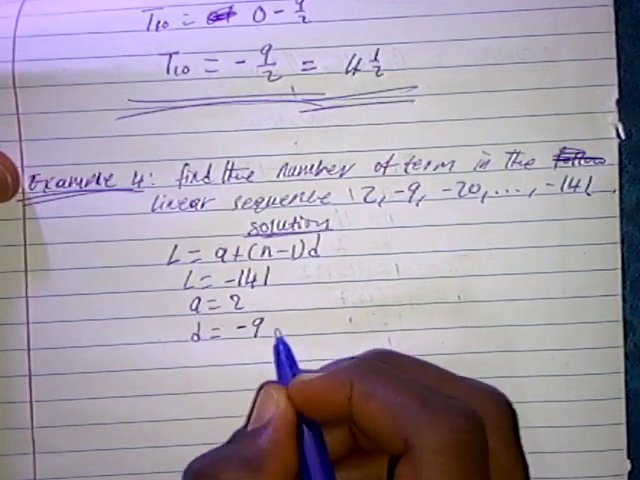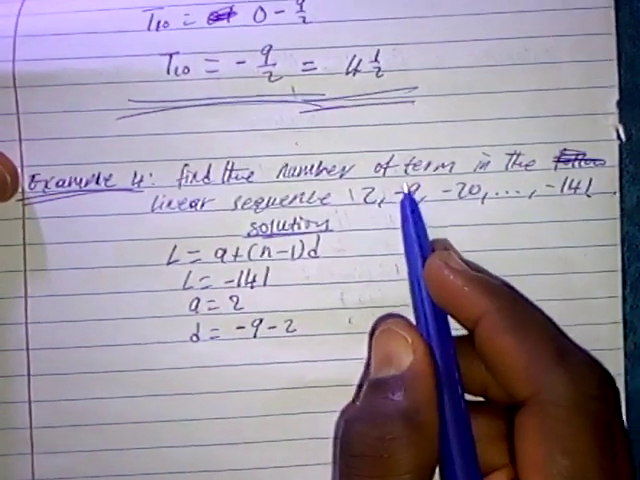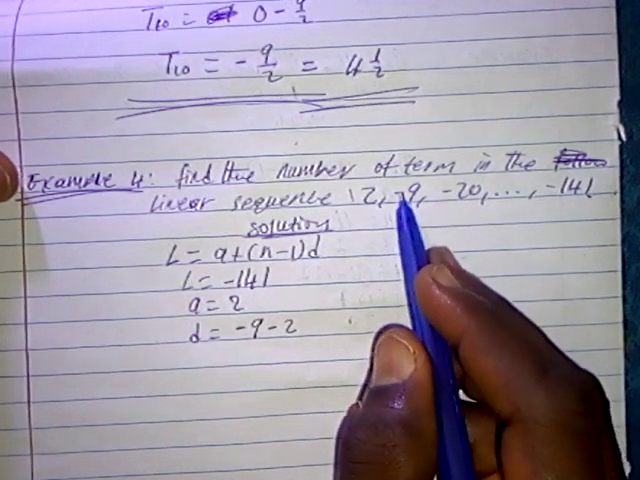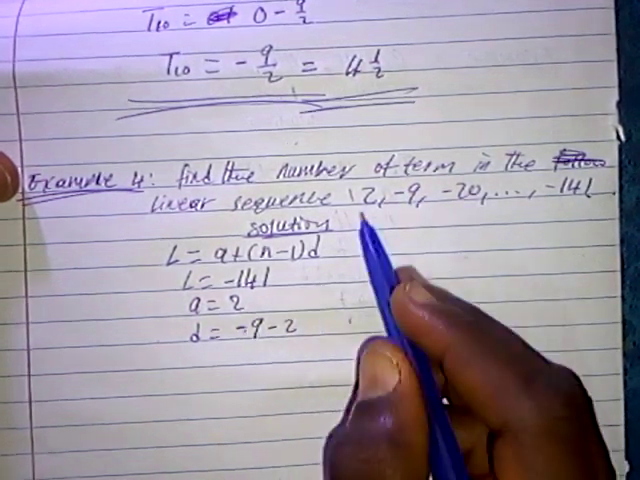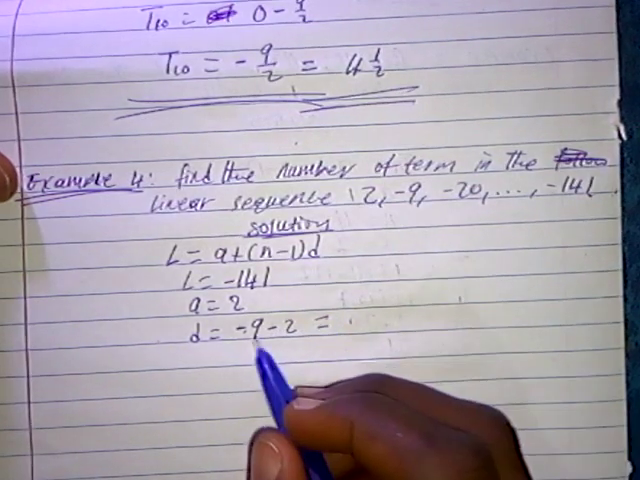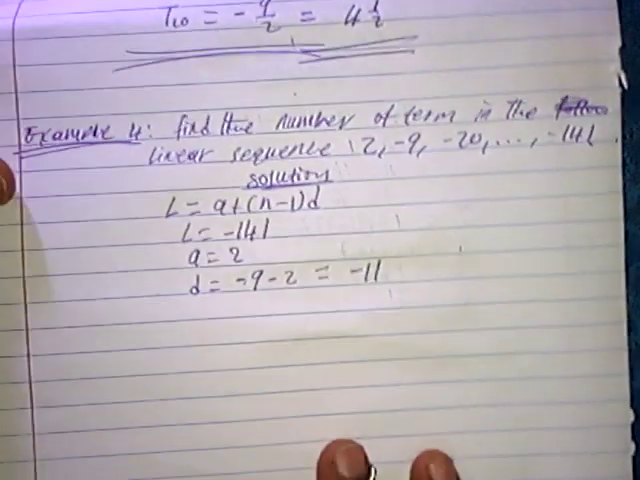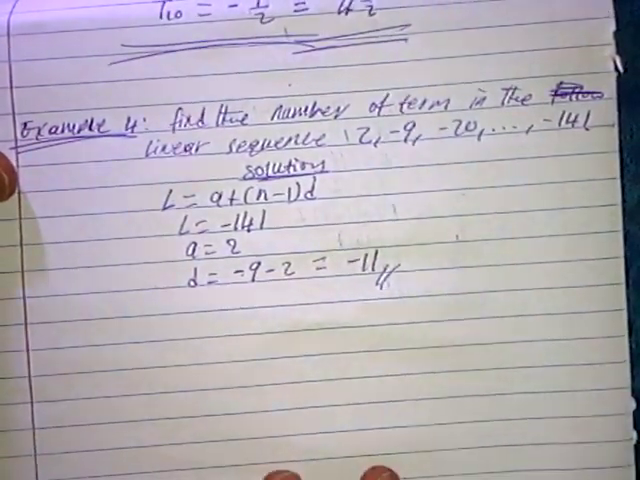Now we say what? Minus 9 minus 2. This minus 9 came from the second term. The second term has a minus, so put minus 9, and 2, and this minus is the subtraction we did. Good. Minus 9 minus 2 is going to give you what? Minus 11. This is the common difference.